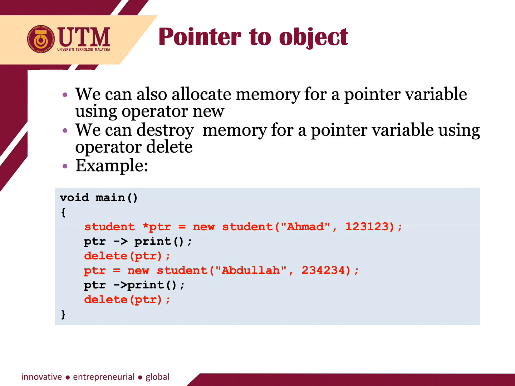Okay, pointer to object again. We can also allocate memory for a pointer variable using operator new. We can also destroy the memory for a pointer variable using operator delete. So this is how we delete a pointer. Let's say here we want to delete student pointer ptr, and this is the syntax, delete pointer. So the pointer will be deleted.